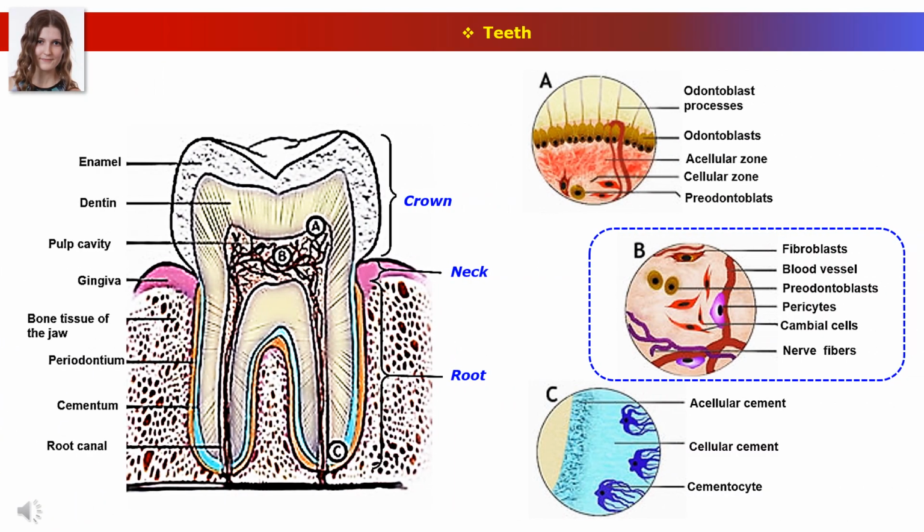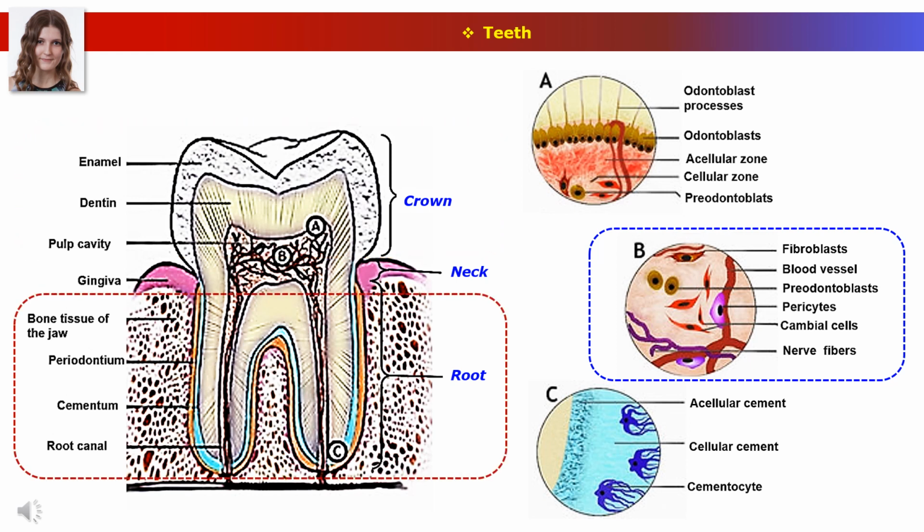Teeth provide mechanical breaking down of food. A tooth consists of a crown, neck and root. The crown projects above the gingiva. It is covered by enamel. The roots of the tooth project below the gingiva.